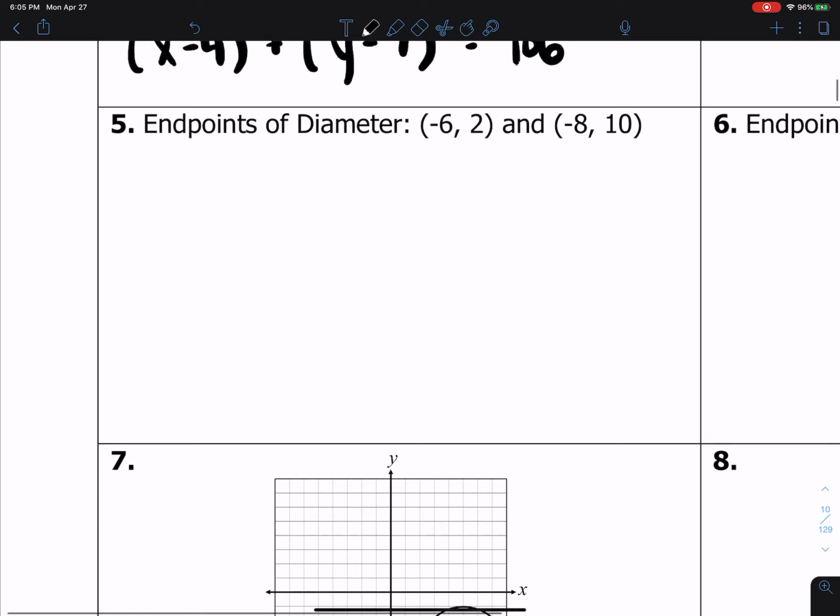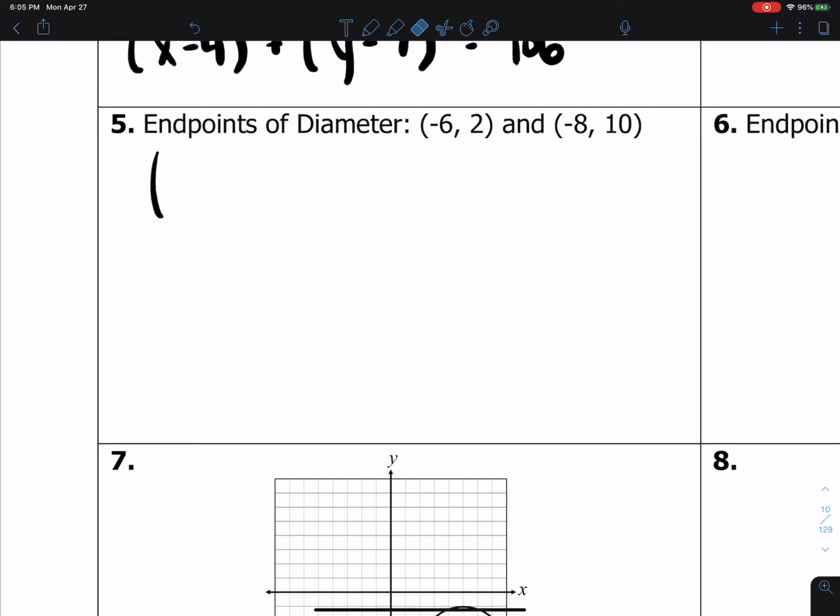Okay, the next one, we have the endpoints of the diameter. So we know the diameter goes all the way across the circle. So we can just use the midpoint formula to find the center. For the midpoint, we add the two x's together, divide by 2, and then for the y coordinate, we add the y's together and divide by 2.